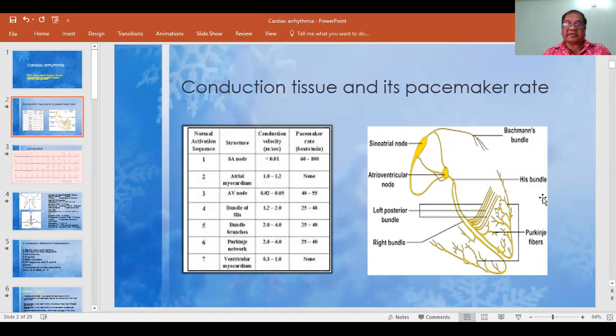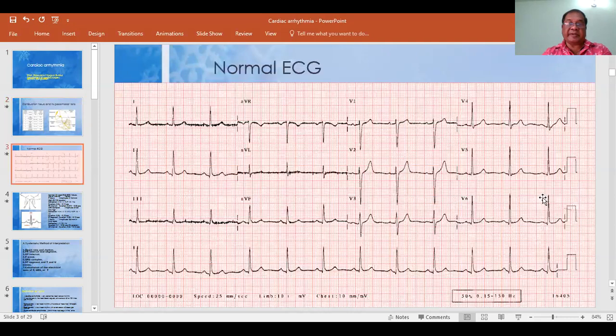with the ventricular muscle. The intrinsic rate of rhythm produced by the SA node is 60 to 100 beats per minute, and in the AV node it is 40 to 55 per minute. In the bundle of His, bundle branches or Purkinje fibers, it is 25 to 40 beats per minute.